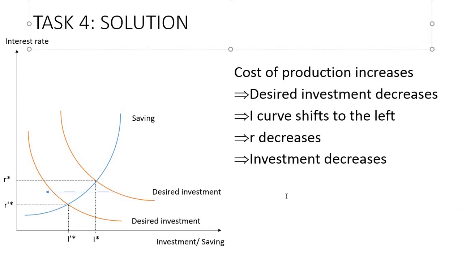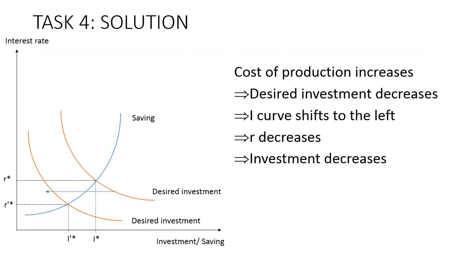So again, as I said before, if wages increase, cost of production increases. If cost of production increases, desired investment decreases. Investment curve will shift to the left. So in this case, if we actually assume that saving is elastic with respect to interest rate, so of course, this dependency is positive, as I mentioned before. So in this case, you actually have decrease in interest rate and decrease in investment.